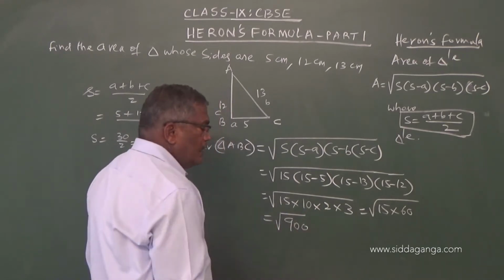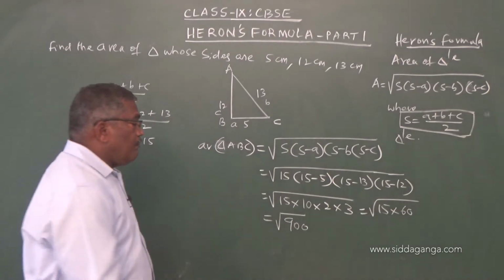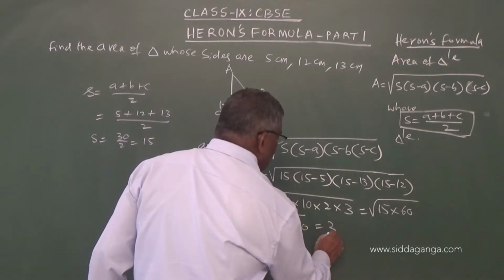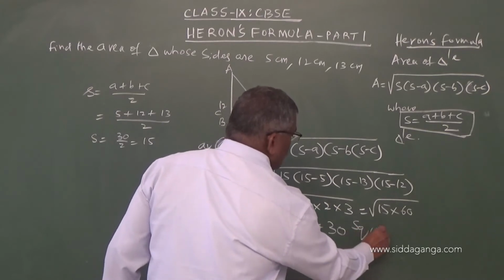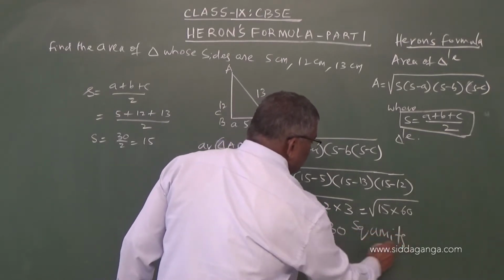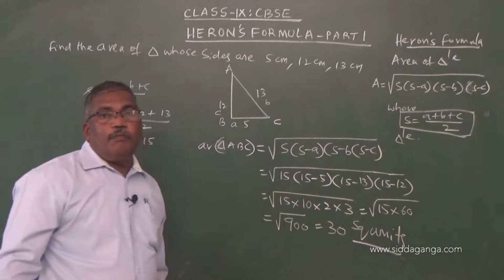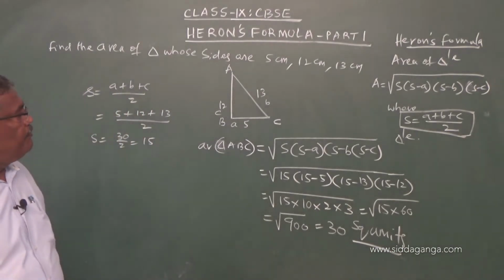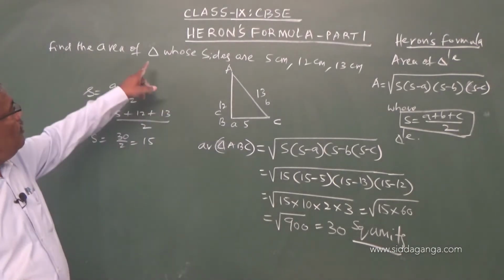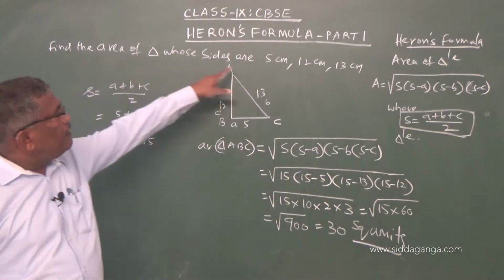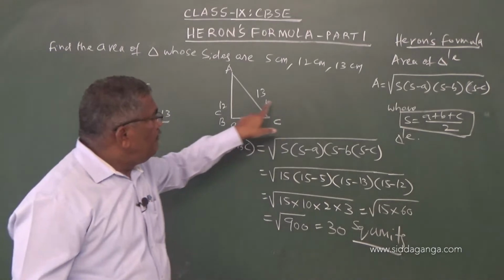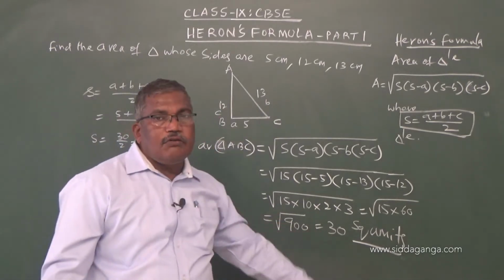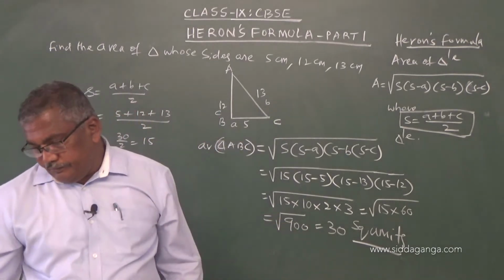Square root of 900, we know this is 30 square units is the answer. This is how we have to apply the formula. So a triangle with 5 centimeter, 12 centimeter and 13 centimeter will have the area of 30 square units.